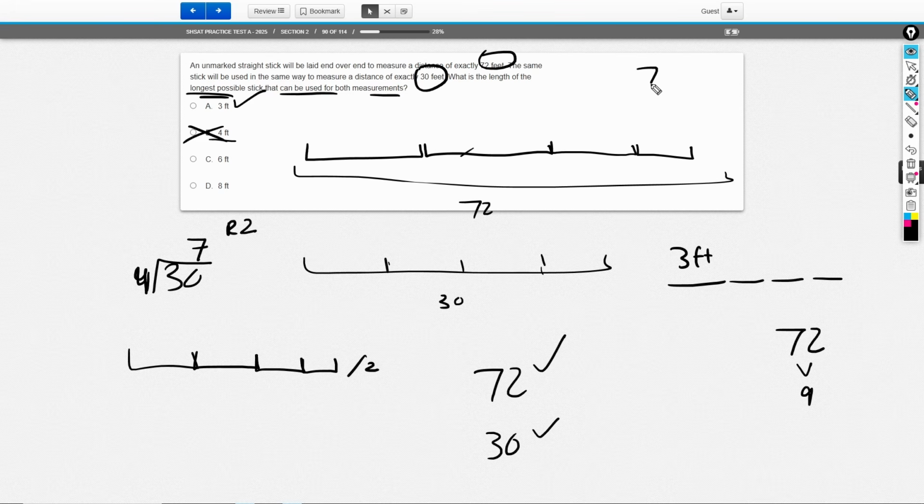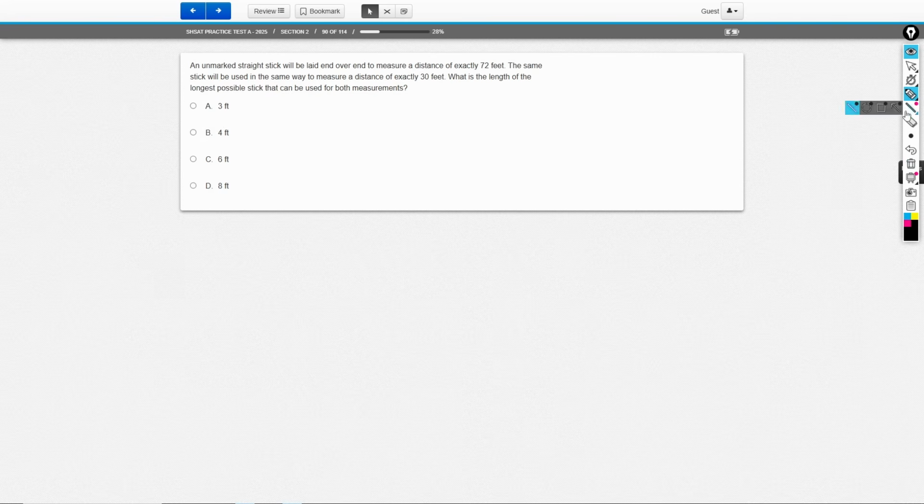6 feet, well, 72 divided by 6 is 12. So we'd have to just go end to end 12 times, and then 30 divided by 6 is 5. So technically 6 also works. Now what about 8? 8 doesn't work because 30 is not divisible by 8. So this would not evenly fit into that distance. So how do I choose between 3 and 6? They both work. Well, we want the longest possible stick, and 6 is longer than 3.